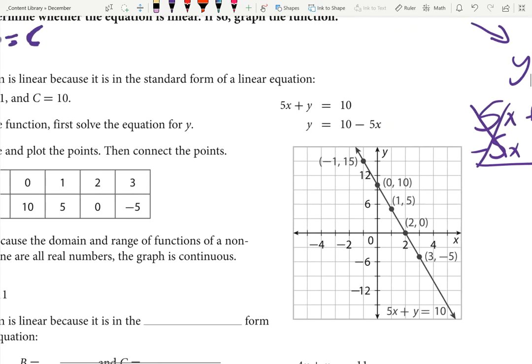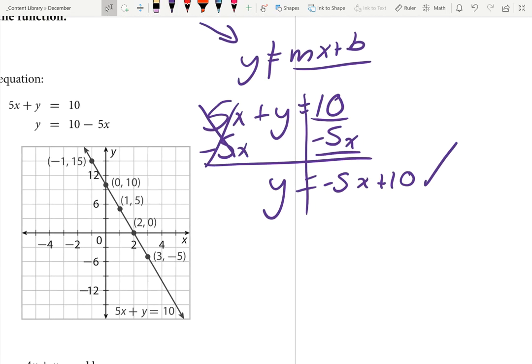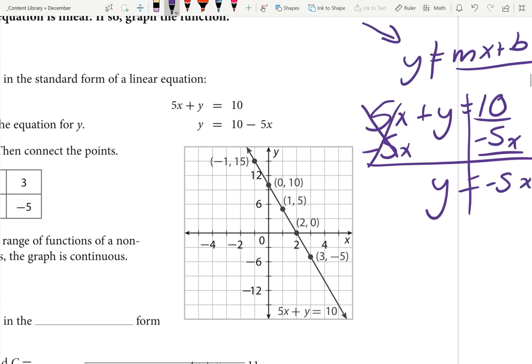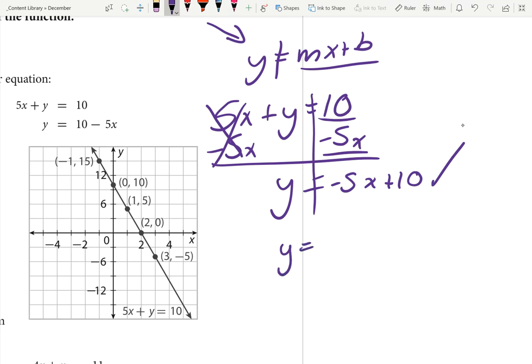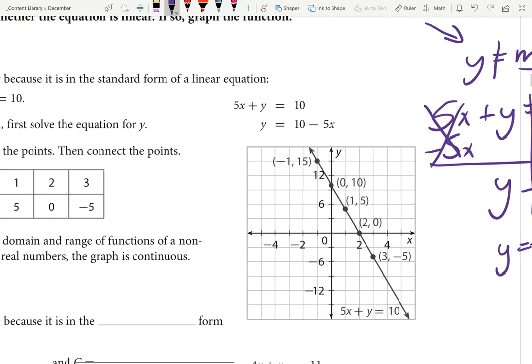So how we're going to graph it is we're going to pick values of x. You can see that they've picked negative 1, 0, 1, 2, and 3. They've picked those values of x to plug into this function and then get ordered pairs to graph. So they picked a negative 1, right? That you see on the table, they've picked an x value of negative 1. So what they did is they took this equation and they plugged negative 1 in for x. And when they did that, they got the result. They got negative 5 times negative 1, which is positive 5, plus 10, which makes an answer of 15. So they got the ordered pair negative 1, 15, right?